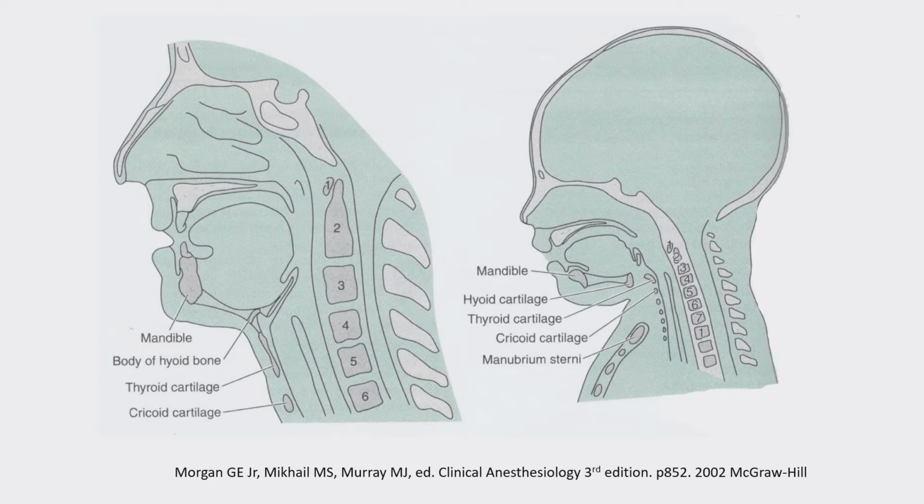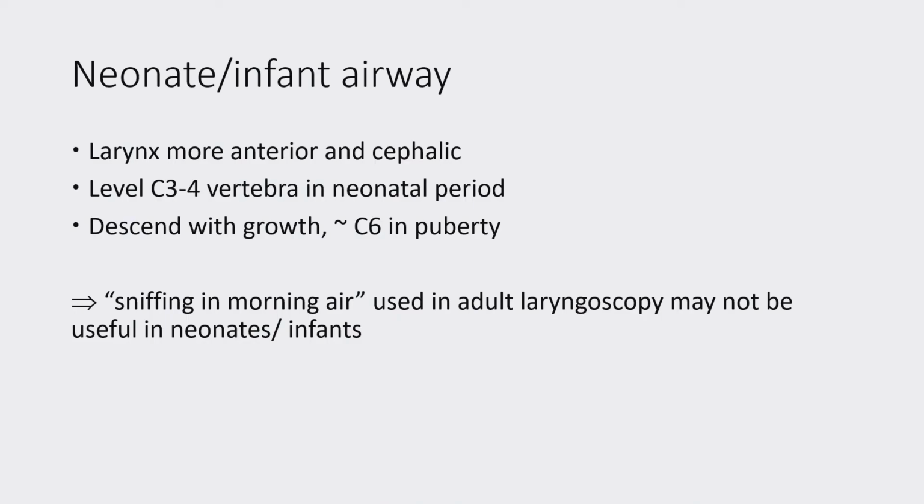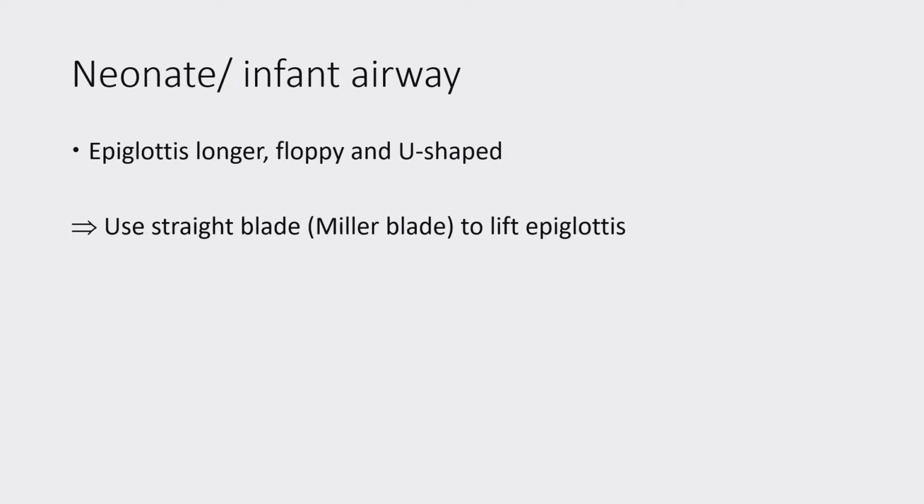You can appreciate that in a small child, they have a relatively large head, protruding occiput, short neck, and a higher larynx. In the neonatal infant, the larynx is more anterior and cephalic. The level is about C3 to 4 vertebrae in the neonatal period, and the larynx descends with growth to reach about C6 in puberty. The implication is that the sniffing position used in adult laryngoscopy may not be applicable in neonates and infants. Also in neonatal infants, the epiglottis is longer, floppy, and U-shaped. Therefore, most of the experts advocate using a straight blade to lift the epiglottis during intubation.